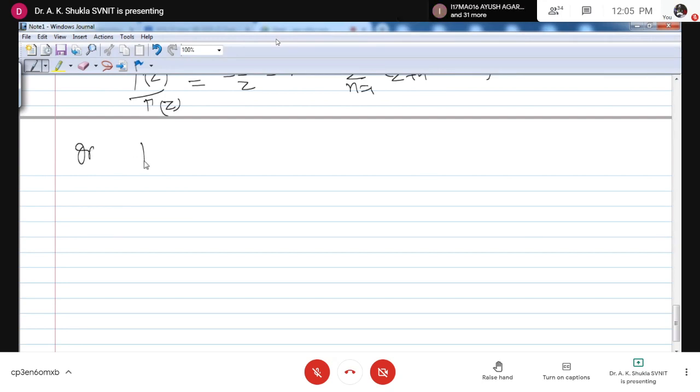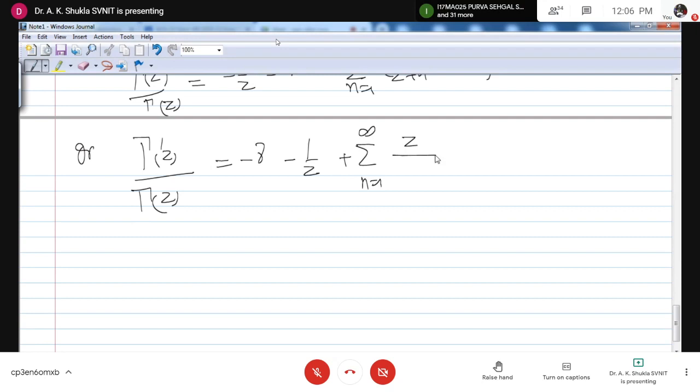Or we can write this becomes gamma dash z upon gamma z equal to minus gamma, minus 1 upon z, plus summation n equal to 1 to infinity, and here the LCM is n into n plus z. So the value of this is given by this.